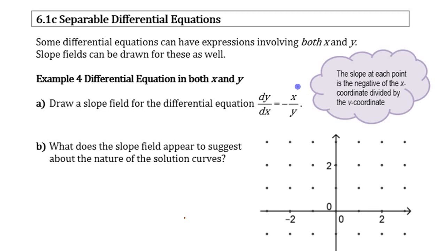So maybe the next stage that we look at here is differential equations that look like this. What's the big difference with that? There's a y involved there, right? Now you can have that. It says the slope is equal to that: the x divided by y, and then change the sign. Negative x over y.